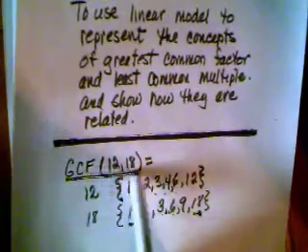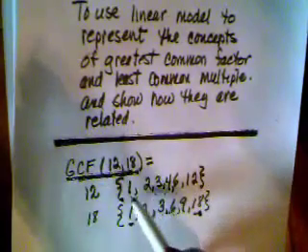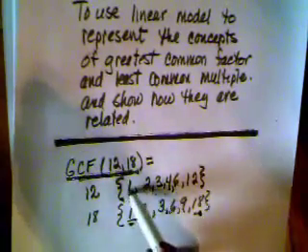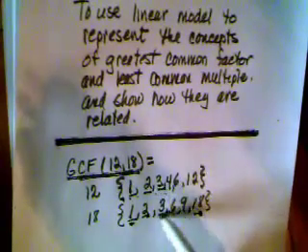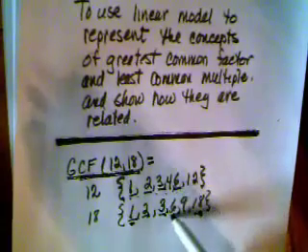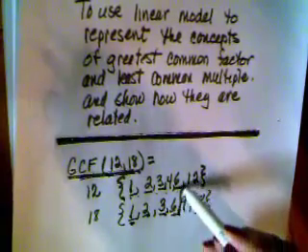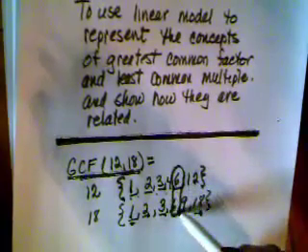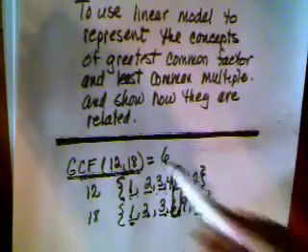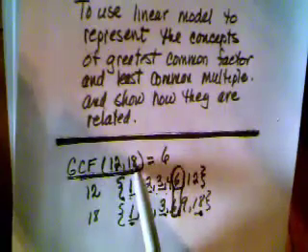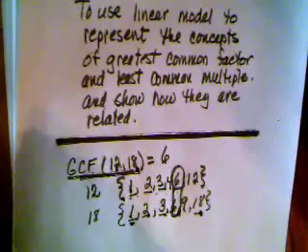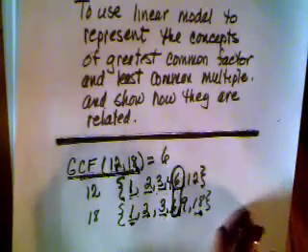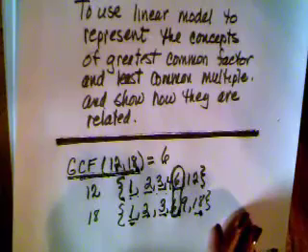The greatest common factor is the number that is common, like 1 is common, 2 is common, 3 is common, 6 is common, and that's all. So the greatest number that would divide 12, that would also divide 18, would be 6. So this is probably how you've been taught to find the greatest common factor.